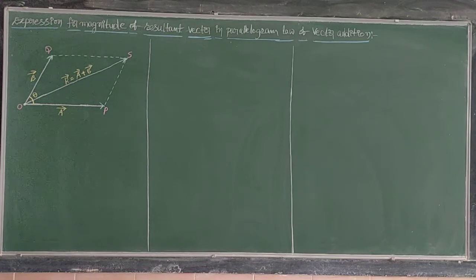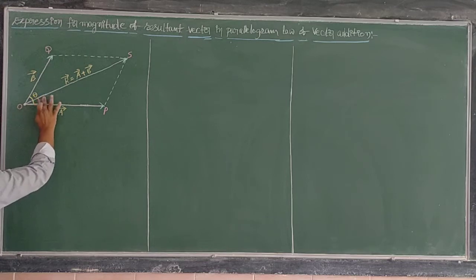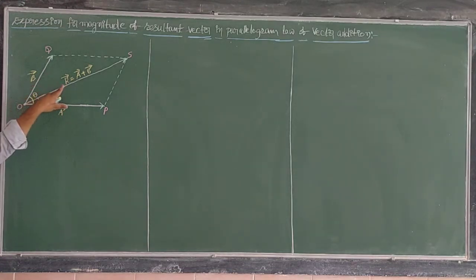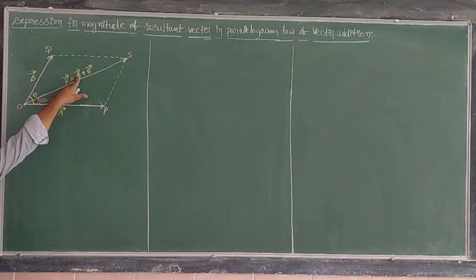You are observing R bar. This line makes an angle alpha with A bar, otherwise we will take it later. Now, this is the parallelogram law of vector addition. From this law, on adding the two vectors A bar and B bar, we get the resultant A plus B.